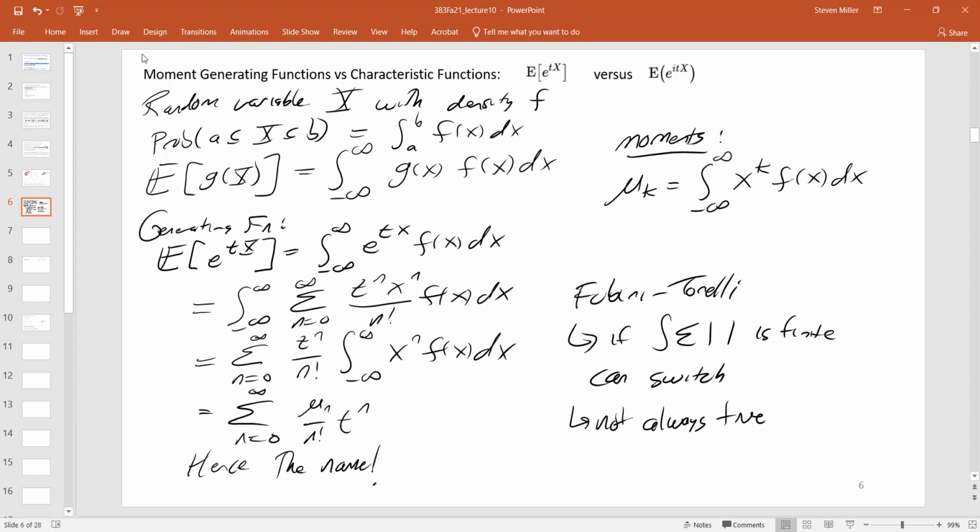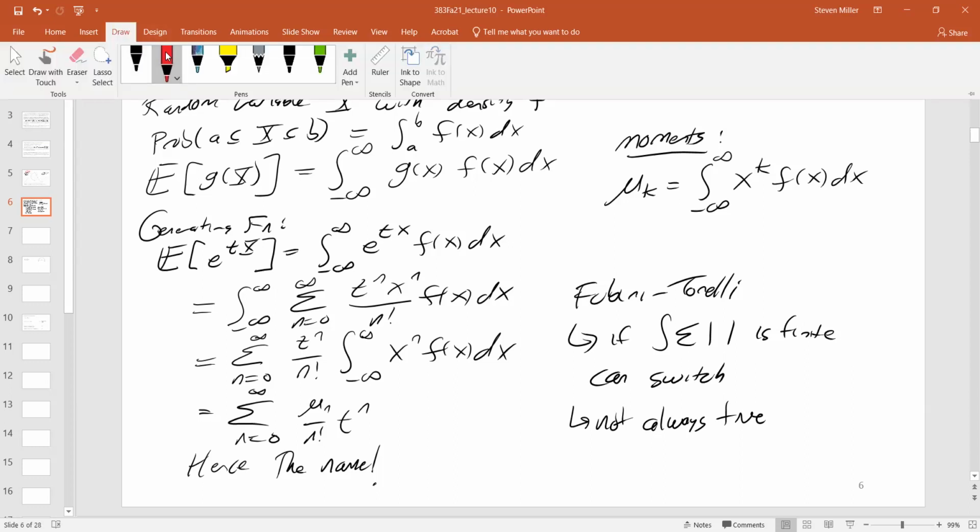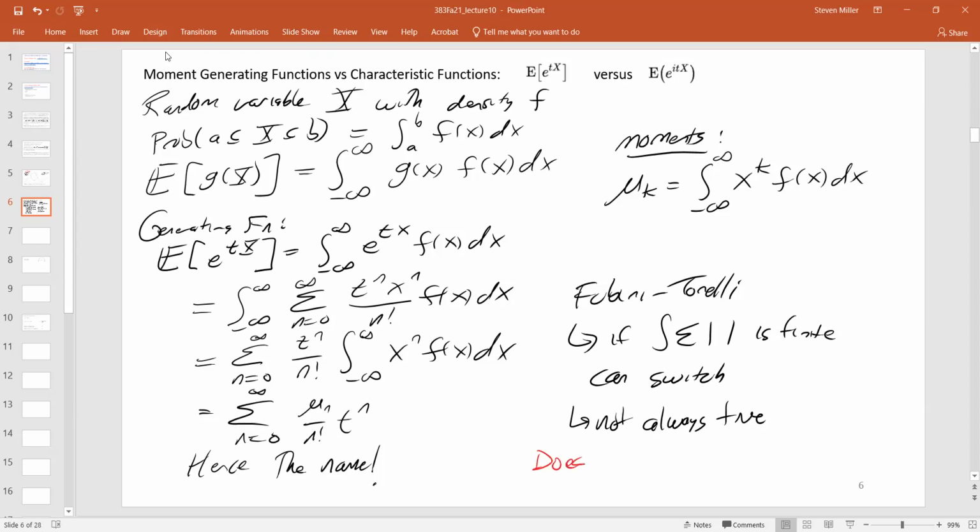Right? You need to prove that the moment generating function exists. It does not exist for all densities. So just because I wrote this down doesn't mean I can always justify it. So can anybody give me a probability distribution where this probably won't work?